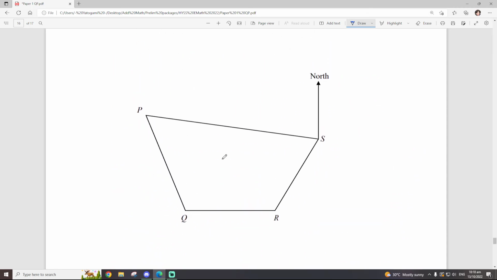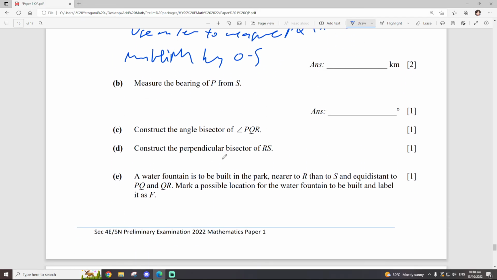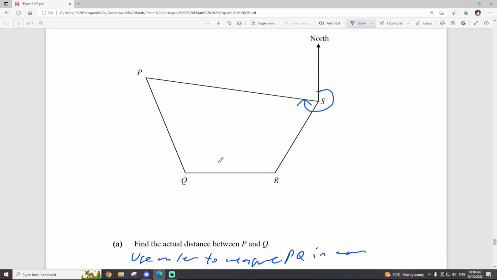Once again, I can't really do that, but bearing of P from S, you always refer to the north, so that will be this angle. Okay. Construct the angle bisector of PQR. Okay, I cannot do this again, but I'll show you how it's done.